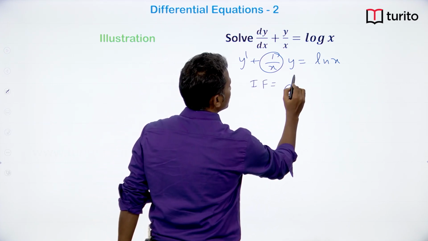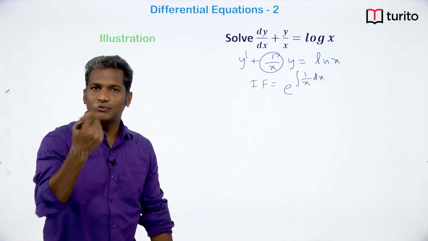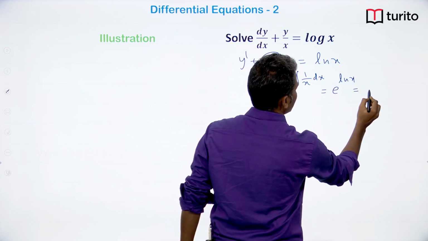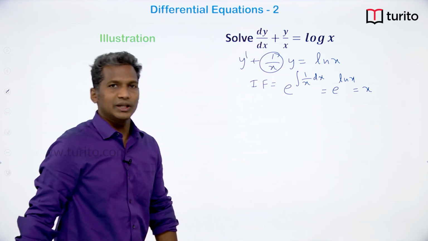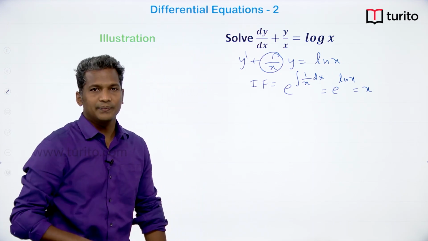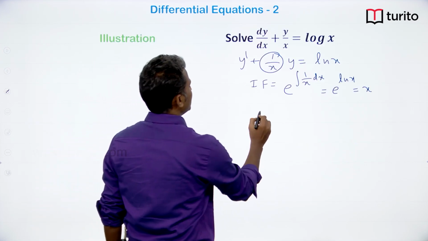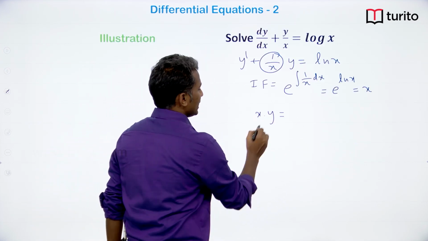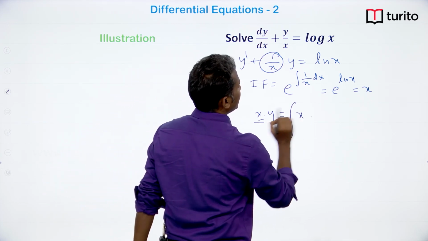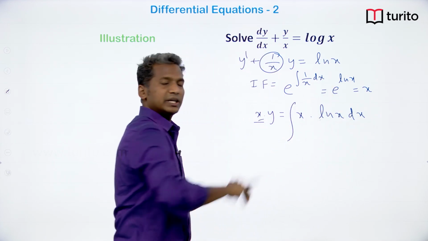It is e raised to integral of 1 by x dx. Now integral of 1 by x is log x. So we will write this as e power log x, but e power log x is nothing but x only. So that means I have to multiply this equation with x and simplify, but we do not need to do so much, we just have to follow this idea. So that means x into y, x is the integrating factor, x into y is equal to integrating factor into what is RHS, ln x dx. We just have to integrate this.